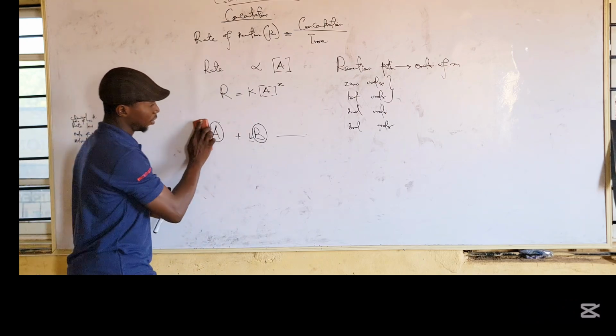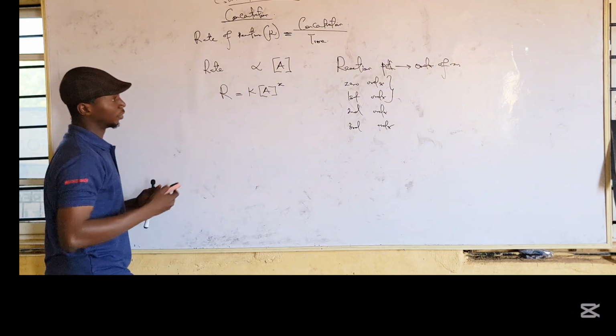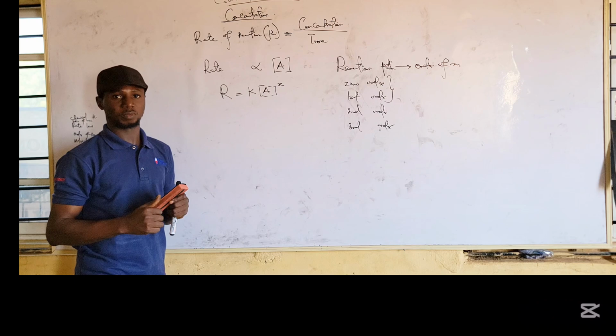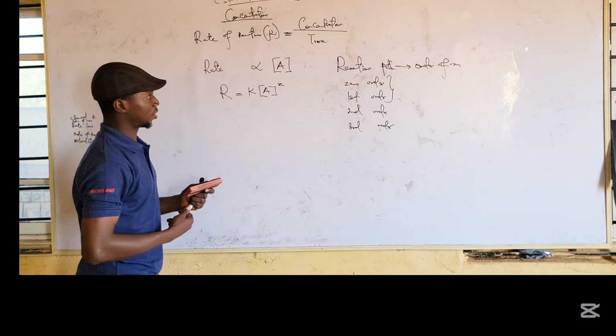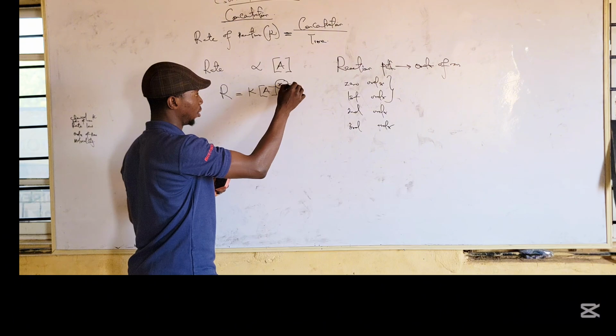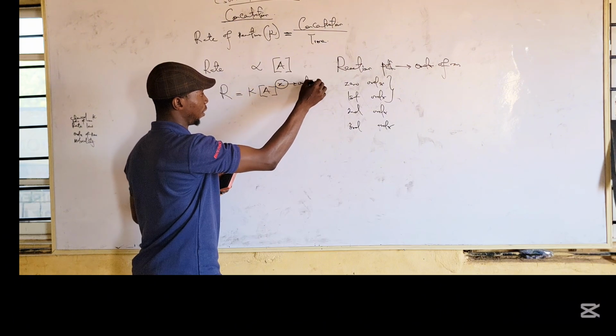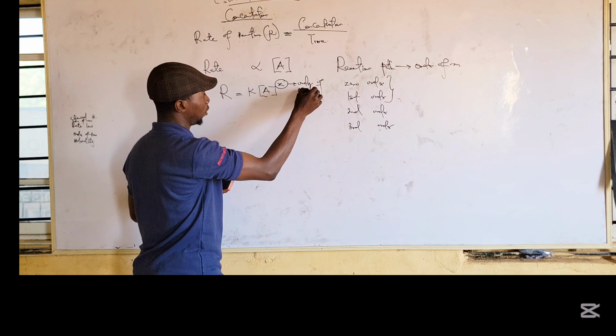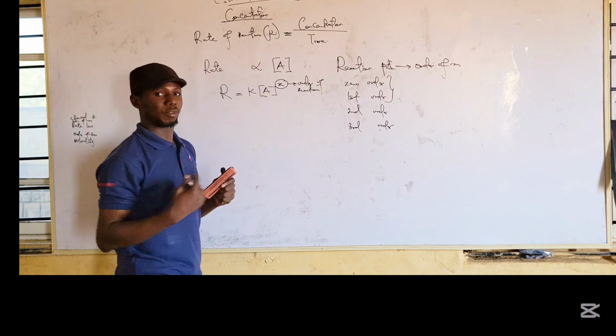Now, if you look at the expression that I have, R equals K[A]^x. X was not in the initial equation, but now we have introduced X. This X is what represents order of reaction. Now, it looks like we have brought X in from somewhere else.